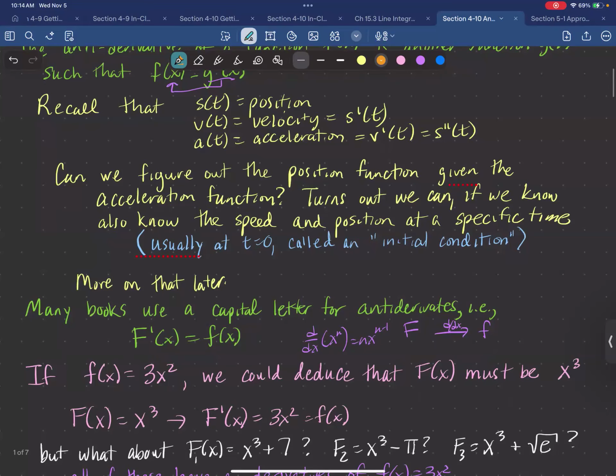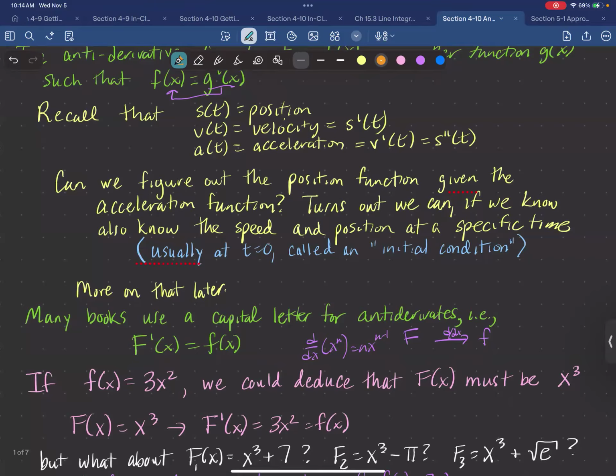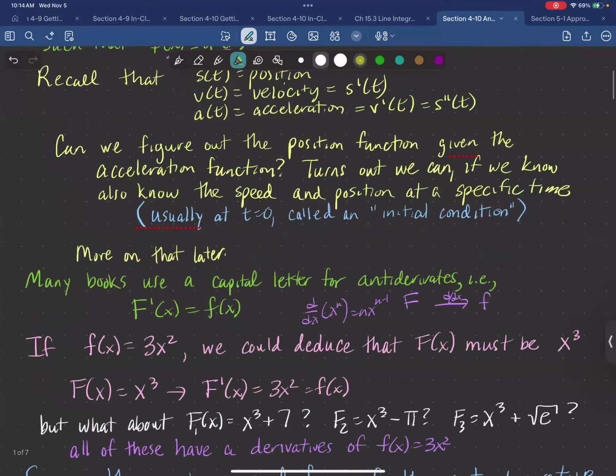But that was just x cubed. What if I had x cubed plus 7, x cubed minus pi, x cubed plus the square root of e? I could come up with a lot of these. These are all constant values, though. That value is constant, that value is constant, that value is constant. So when we take the derivative of a constant, it goes away. And so those are all possible antiderivatives because their derivative is 3x squared.